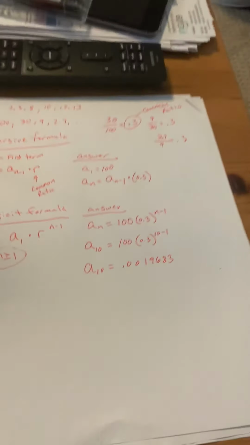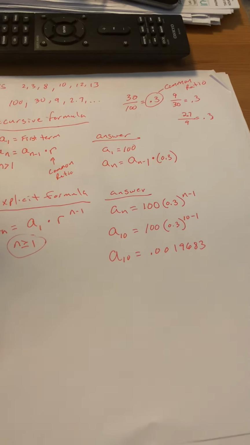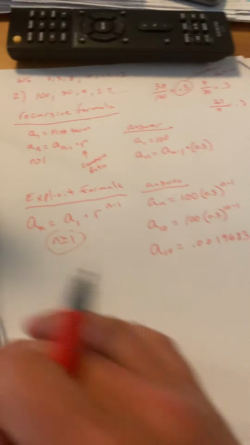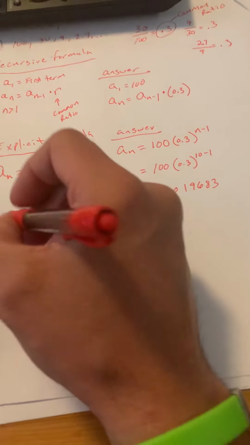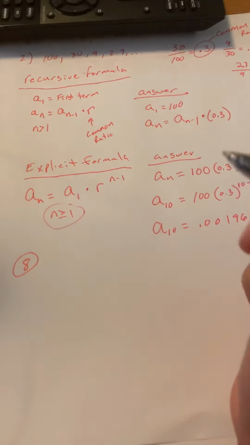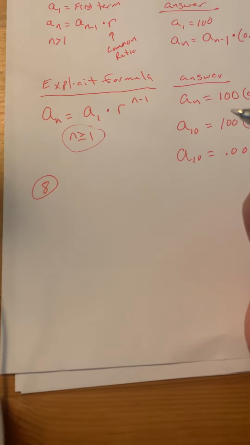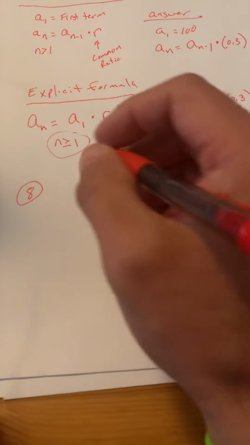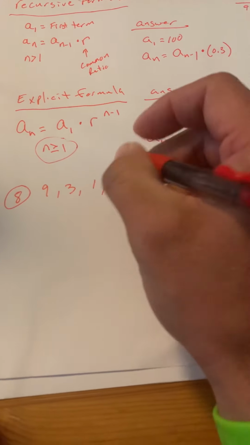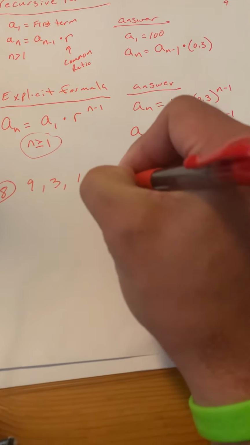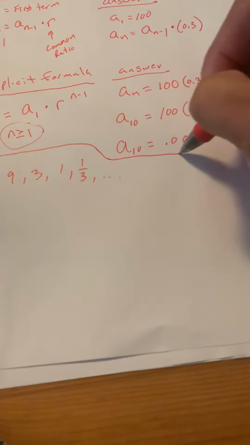Now, if I go to problem number 8, I need to identify whether it's arithmetic, geometric, or neither. And so problem number 8, okay, it's a good problem because we've been working with the arithmetic and geometric series so far, and you should be able to tell which one's which. So I go 9, 3, 1, 1/3, dot, dot, dot.